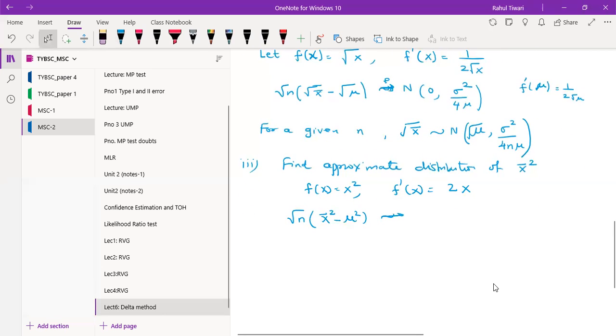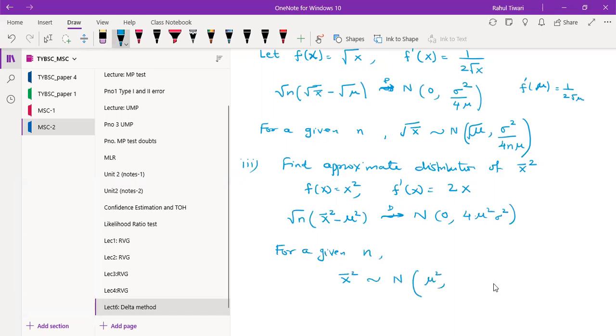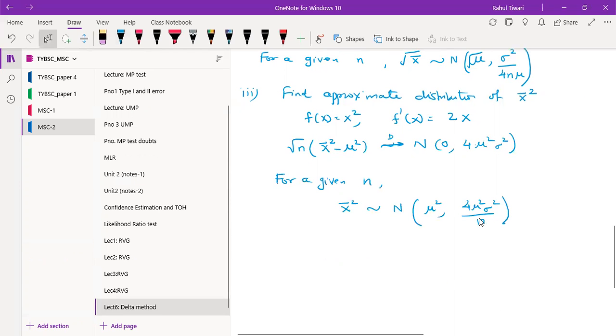Similarly, it converges in distribution to normal with mean 0 and variance sigma square into the first derivative of the function at mu. So it's going to be 4 mu square sigma square. So for any given n, we can consider the distribution of x bar square, which follows normal with mu square, comma 4 mu square sigma square upon n. So it is mu square. This is mu. So this will be your third distribution.